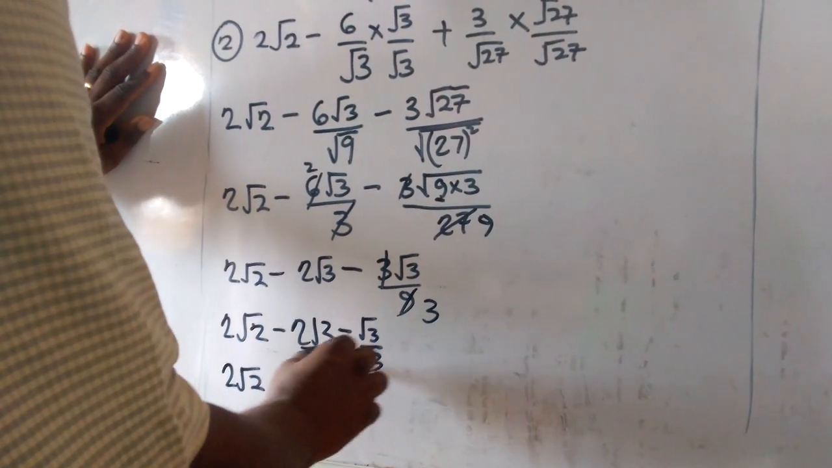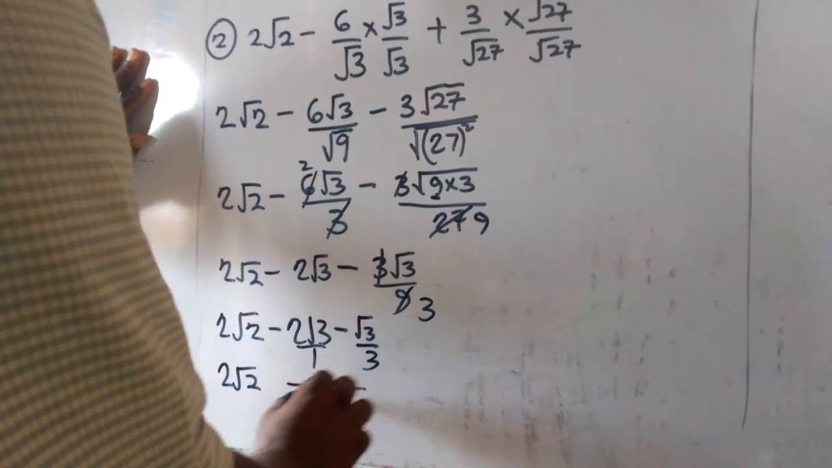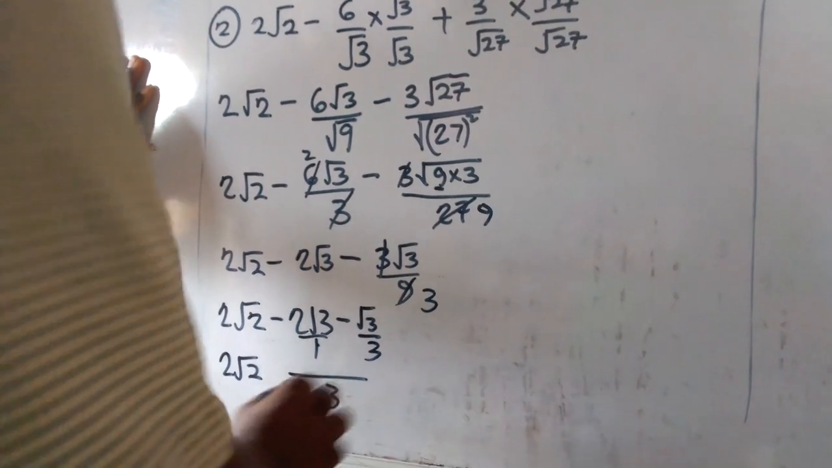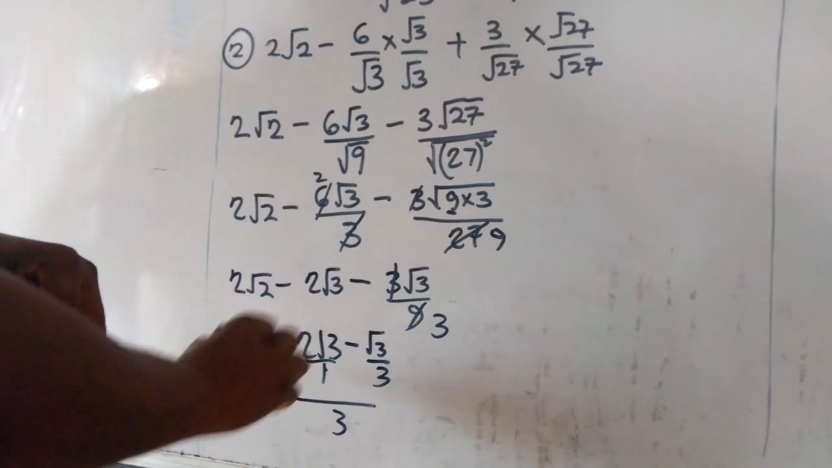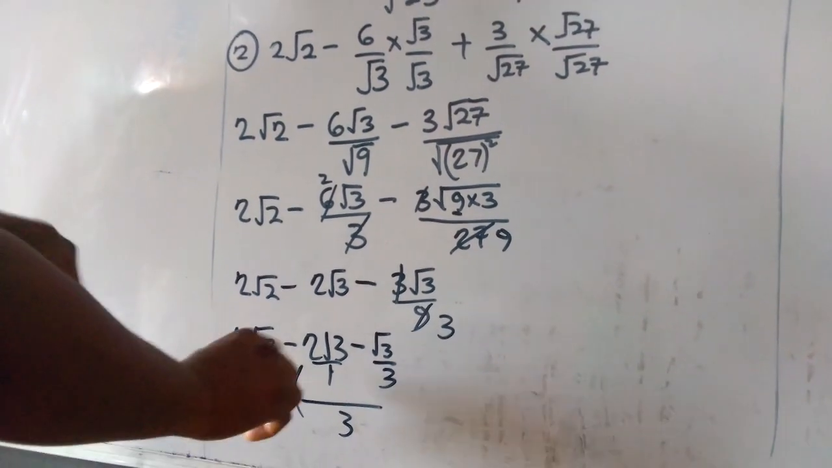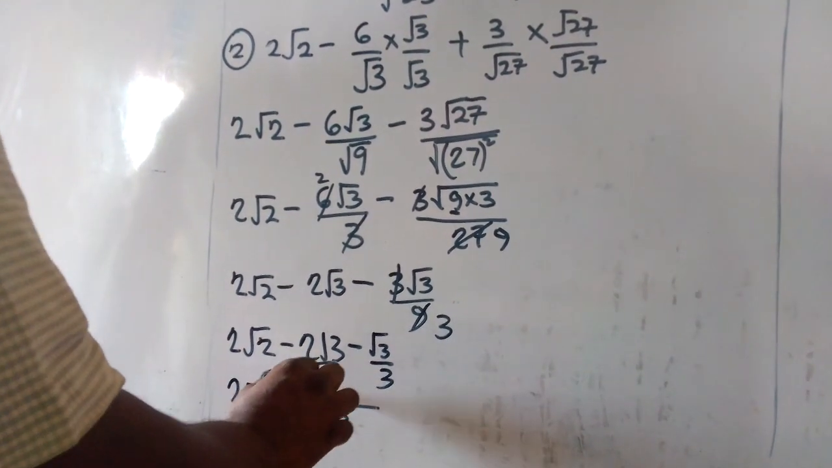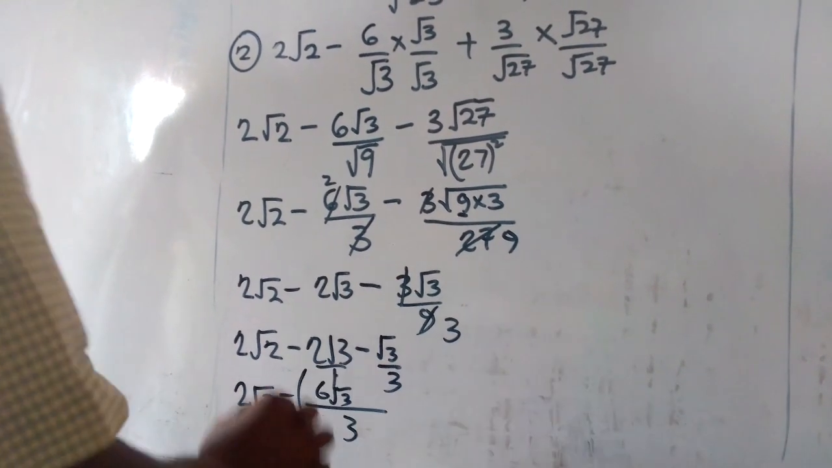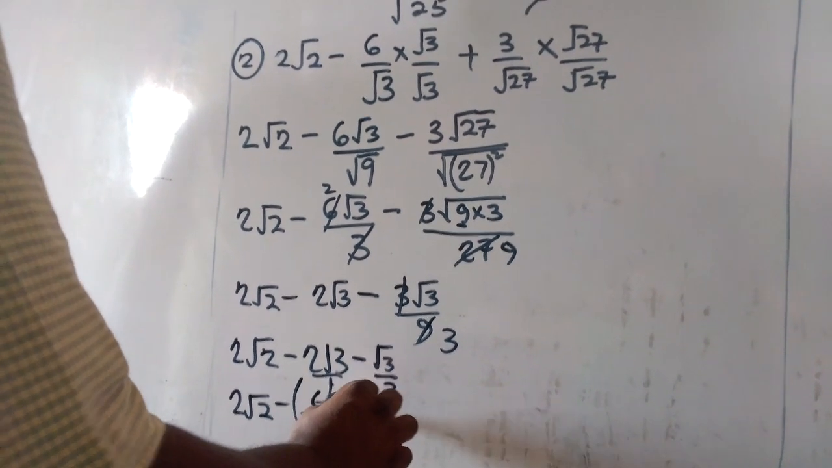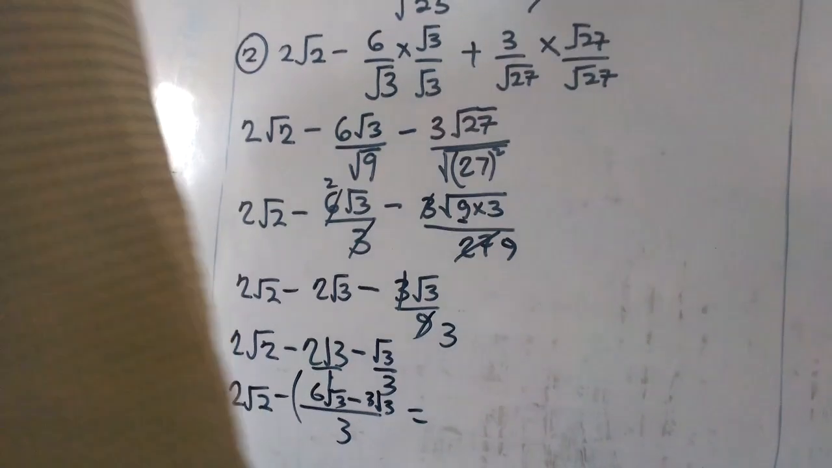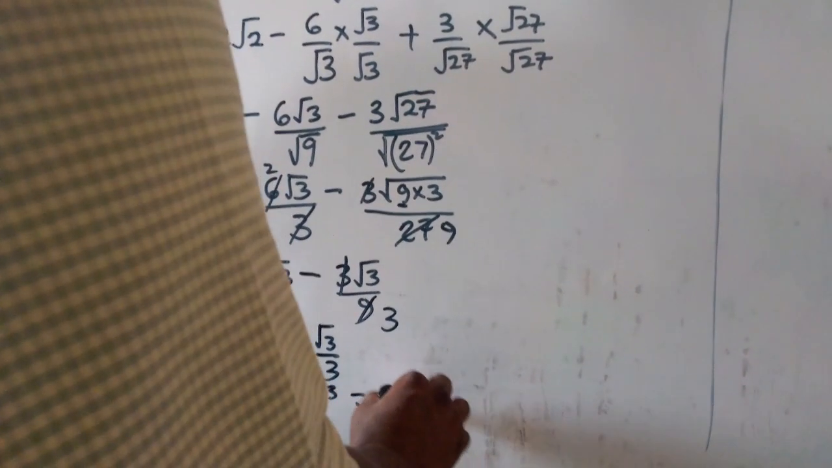This over this, the LCM is what? The LCM is 3. How many one can go here? 3. I have my minus. Opening it up, 3 times 2 gives me 6 root 3 minus 3 root 3. It will give me 2 root 2.